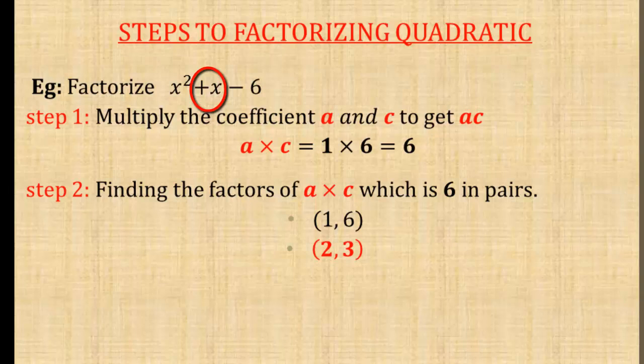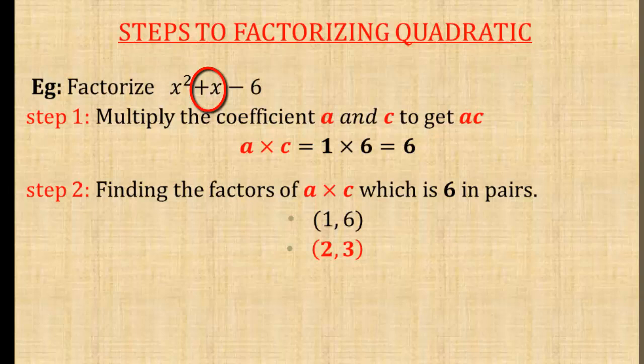Any answer I get, I must make sure it replaces the B. 1 plus 6 is going to give us 7. We don't have 7 as our B, but we have 1 as our B. So if I should subtract 1 from 6, I'm going to get 5. If I should subtract 6 from 1, I'm going to get negative 5. It's still not going to work. So it means that 1, 6 is not going to work. So we don't need 1, 6.